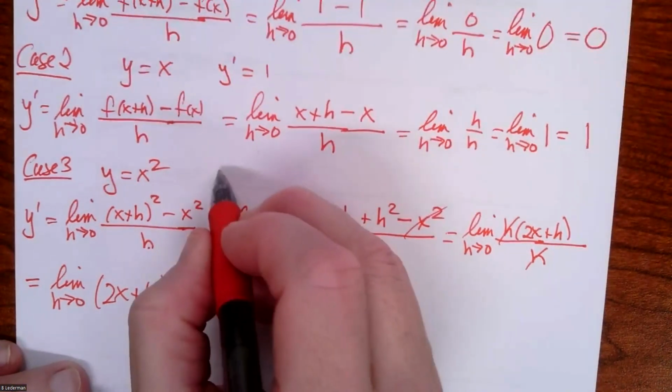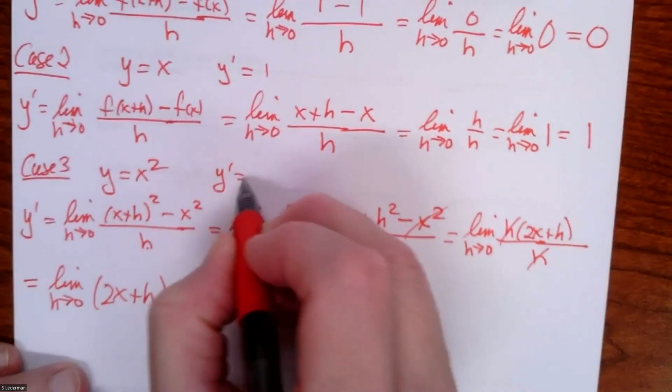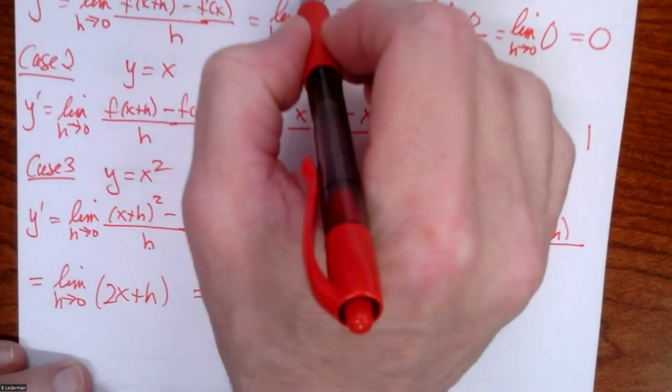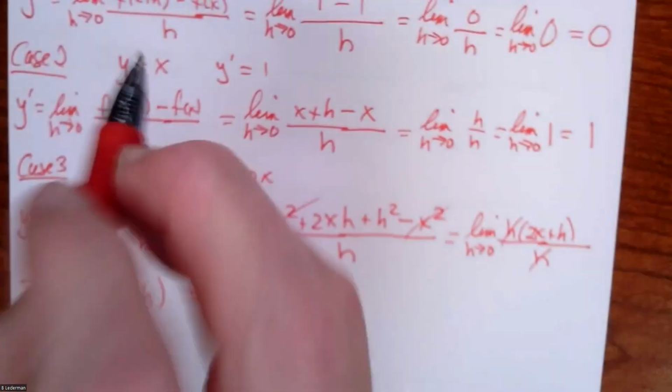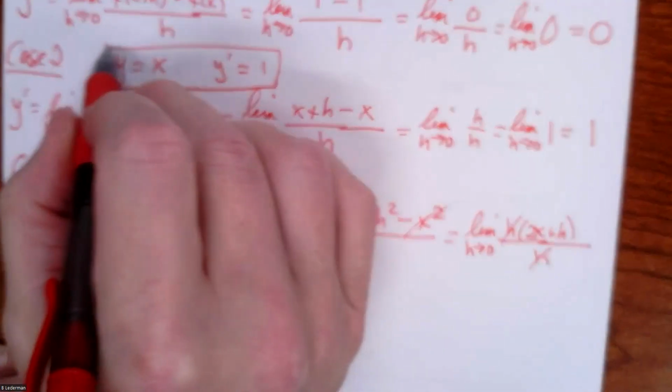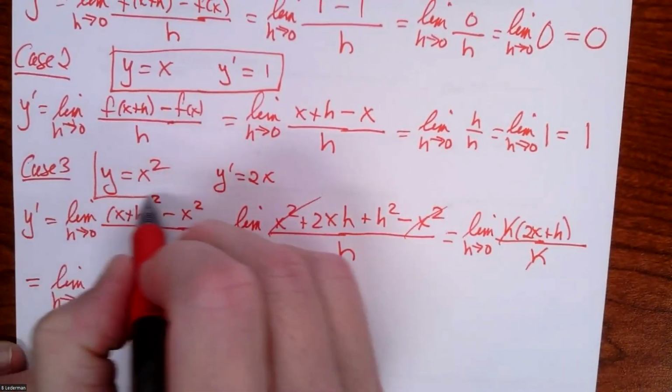Either way, y prime is equal to 2x. So let's just look at all the results here. I'm going to put them in nice little boxes. So these are my final results.